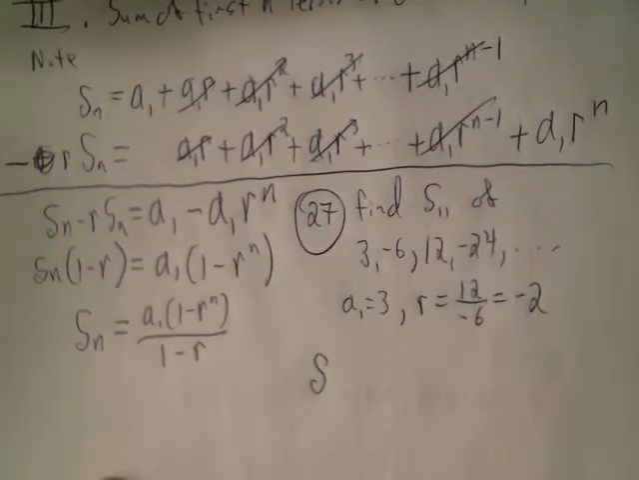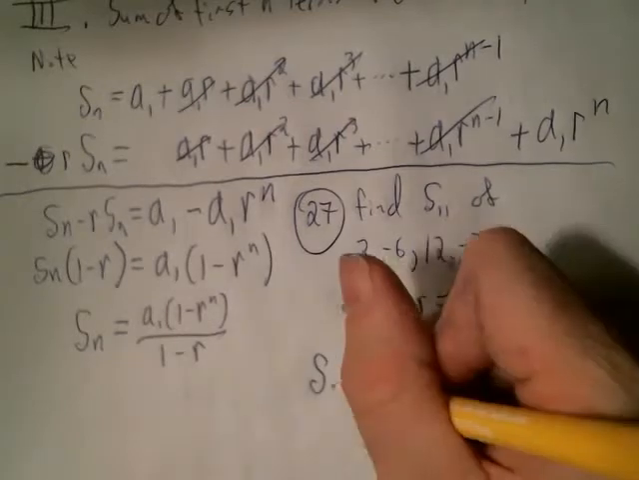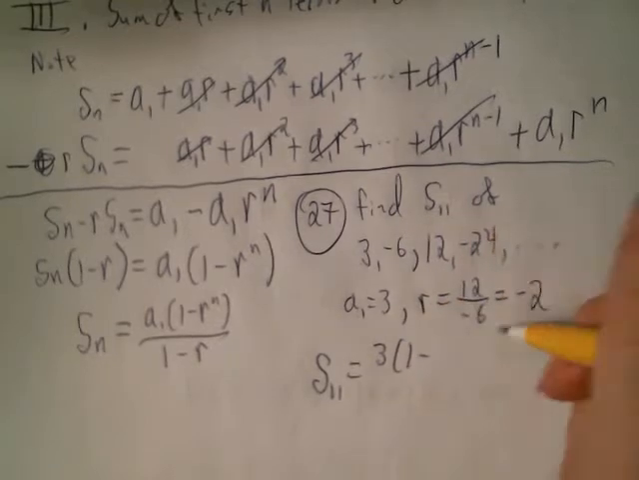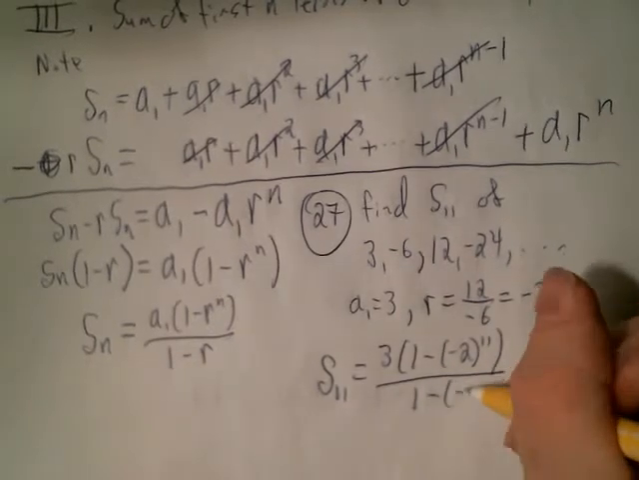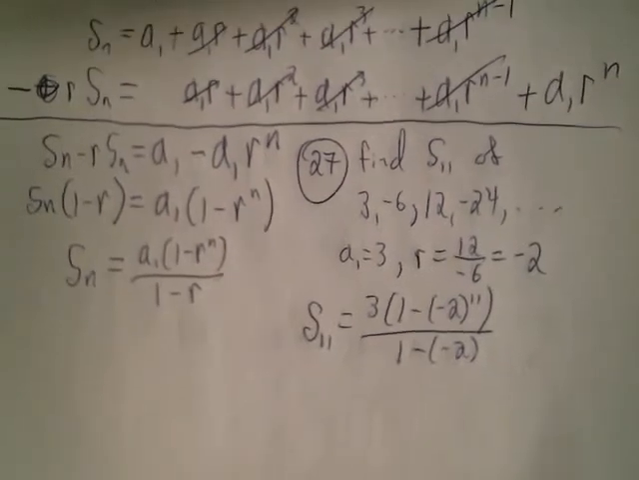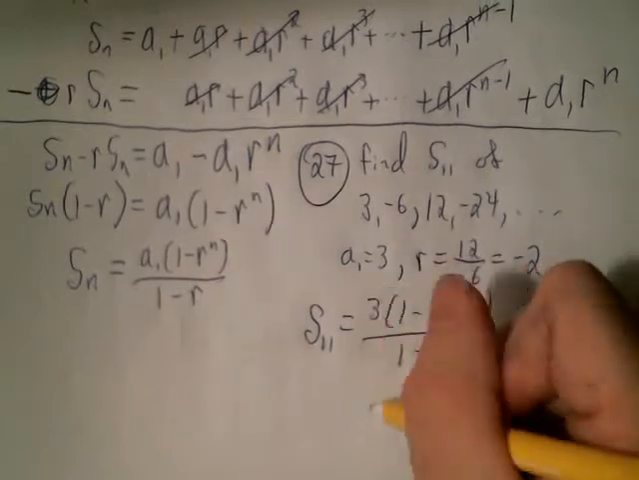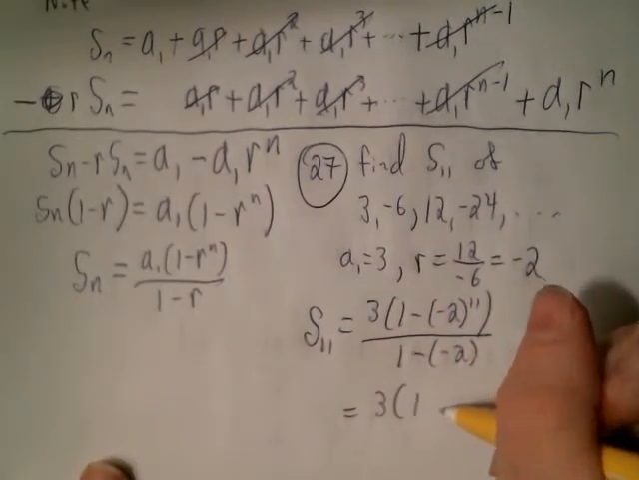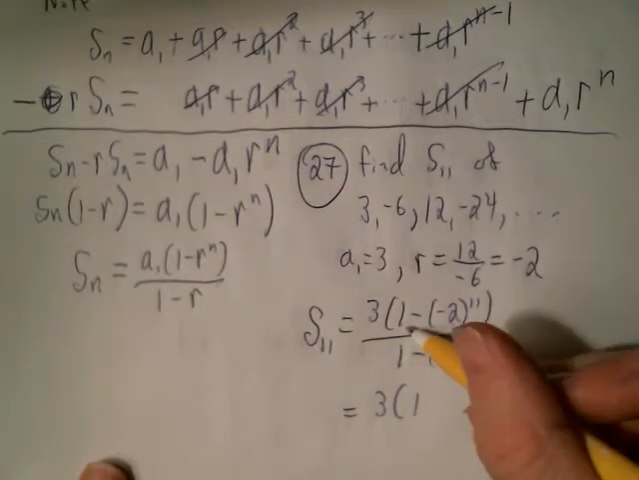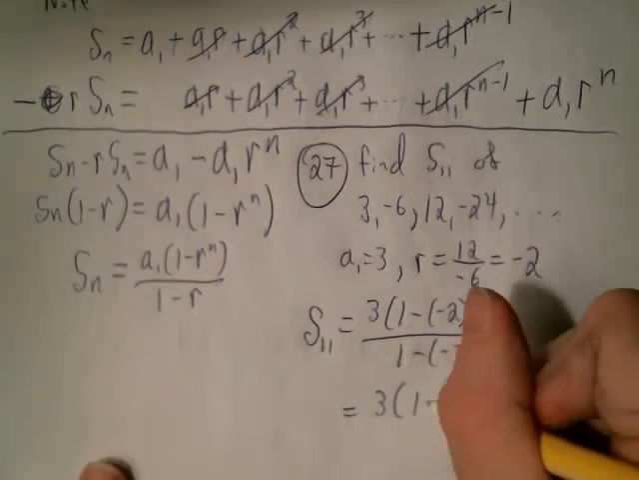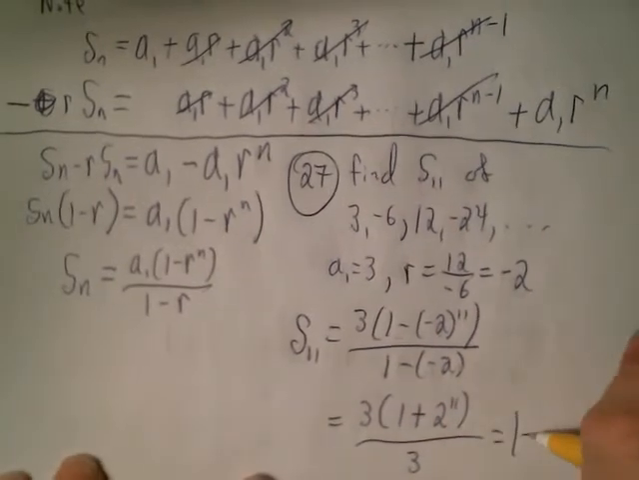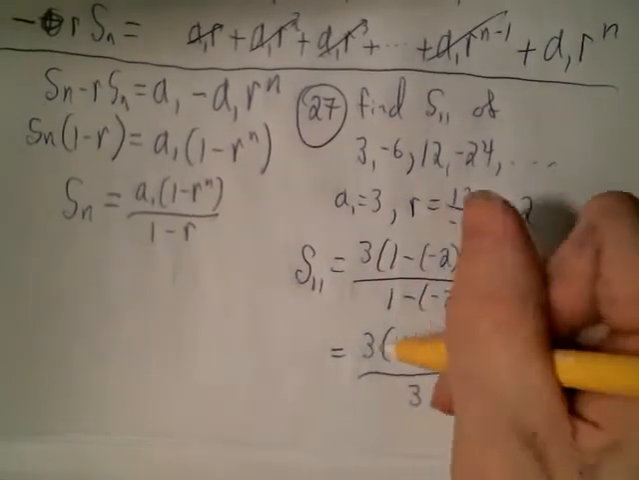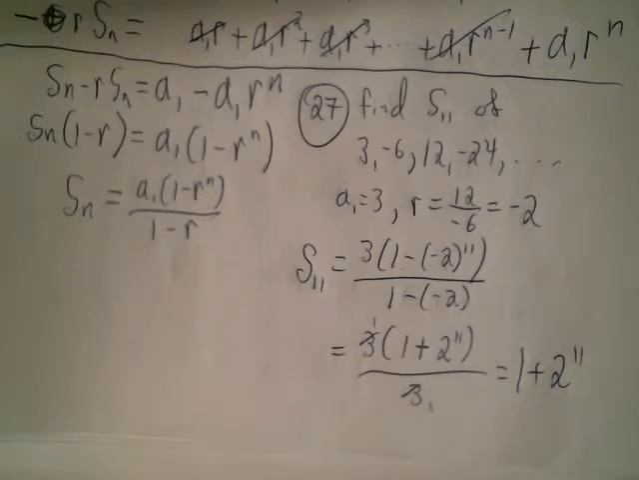And so s sub 11 is equal to 3 times 1 minus negative 2 to the 11th, all over 1 minus negative 2. Right, and these are kind of a nightmare to put in your calculator. We clean it up a little bit. So you have 3 times 1. Negative to an odd power will still be negative. So you have 1 minus negative something. So it'll be 1 plus 2 to the 11th, all over 1 plus 2, which is 3. So it'll just be 1 plus 2 to the 11th when the 3's divide away. So 3 over 3 is the same as 1 over 1. So we have 1 plus 2 to the 11th, which is 2049.